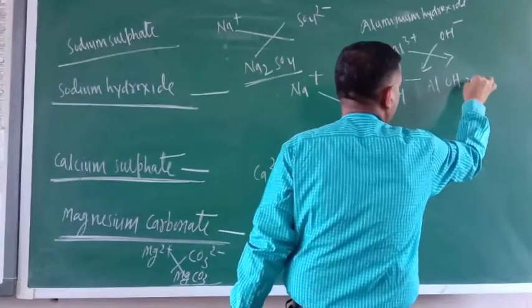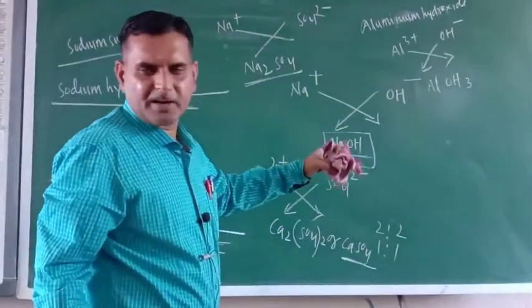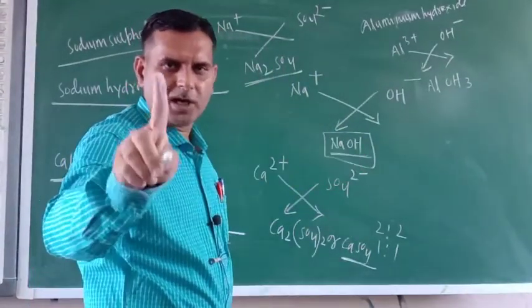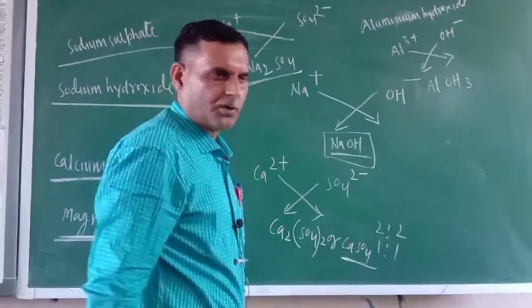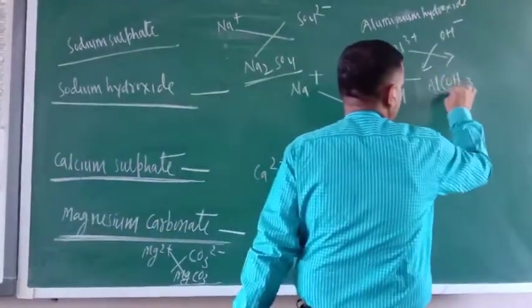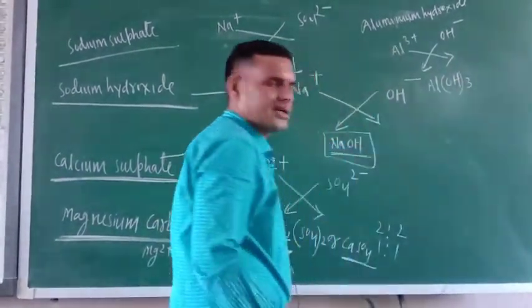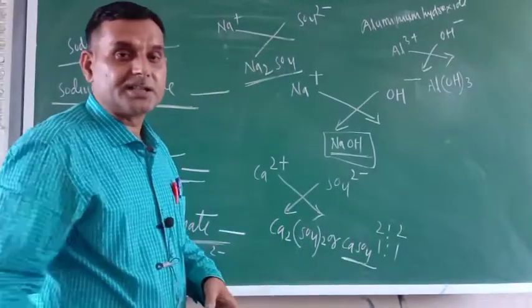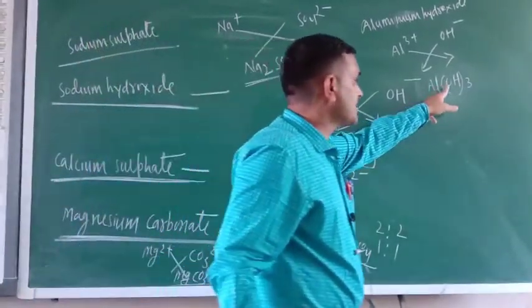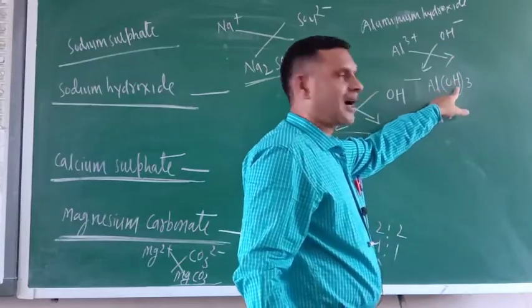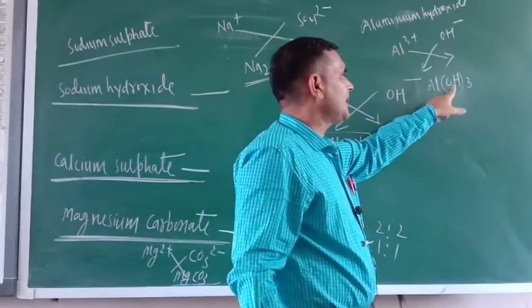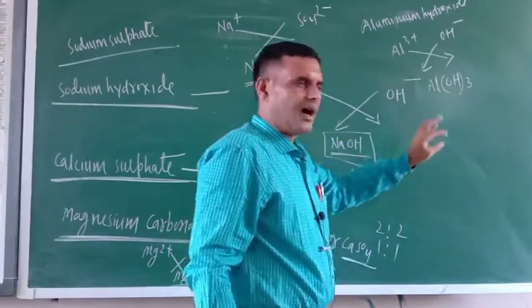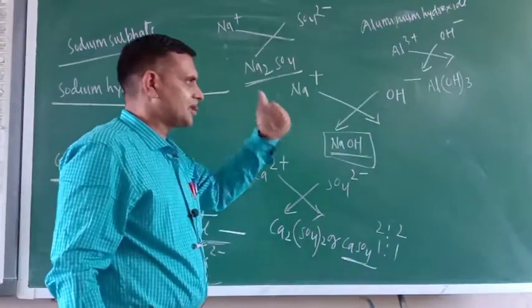Now suppose you are writing 3 there. The meaning of writing 3 there is that it is only applicable for hydrogen. But if you are writing Al(OH) whole thrice, it means it is applicable for oxygen also. Now oxygen is 3, hydrogen is 3. So, aluminium hydroxide.